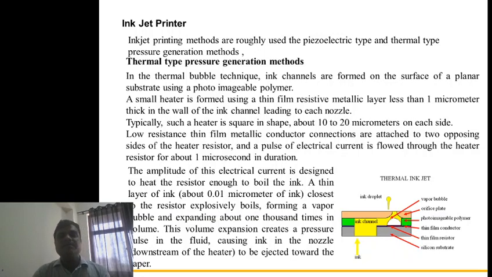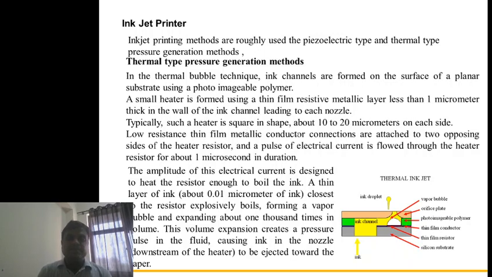In this thermal bubble technique, ink channels are formed on the surface of a planar substrate using a photo imageable polymer. A small heater is formed using a thin film resistive metallic layer. See again in this diagram, the thin film resistor. This thin film resistor is used to heat the ink. It is less than 1 micrometer thick, in the wall of the ink channel leading to each nozzle. The nozzle is just the gap, this particular gap where the ink droplet will come out.